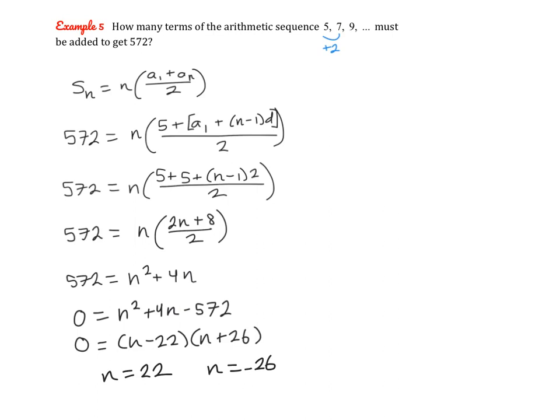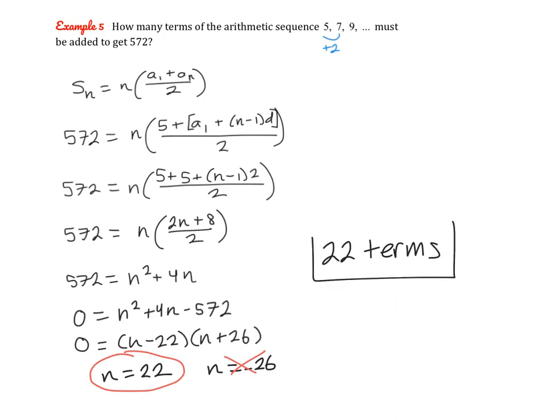So here, it doesn't really make sense to have a negative n value because it says how many terms. It's impossible to have negative 26 terms. So that means that positive 22 is our only answer. So 22 terms. Again, the key here was recognizing that we don't want to create that second variable of a sub n. So we're actually going to replace it using the formula for an arithmetic sequence, a sub n equals a sub 1 plus n minus 1 times d, right there, because that has two values that we do know, a sub 1 and a common difference.